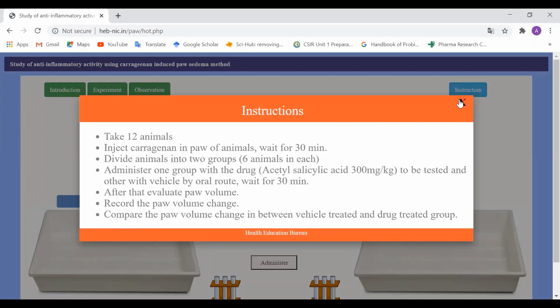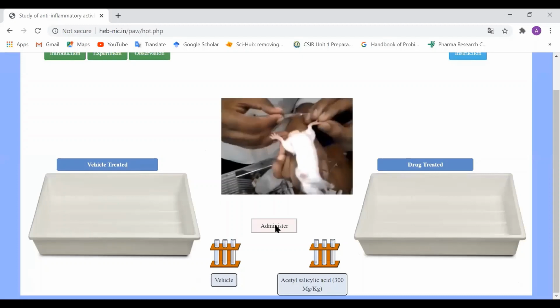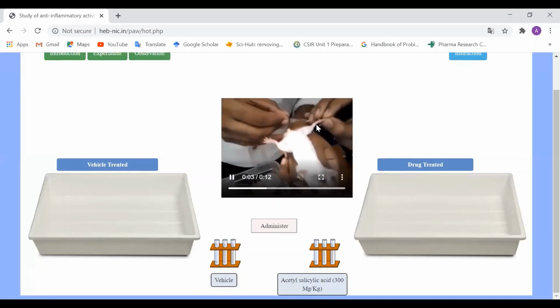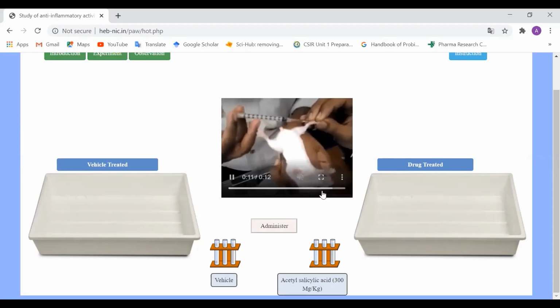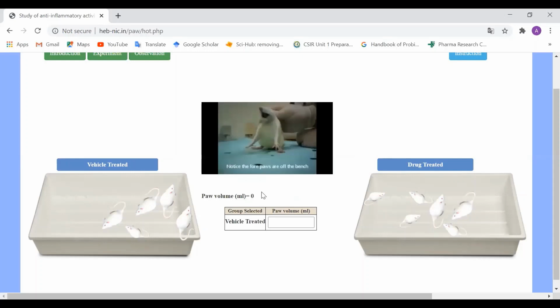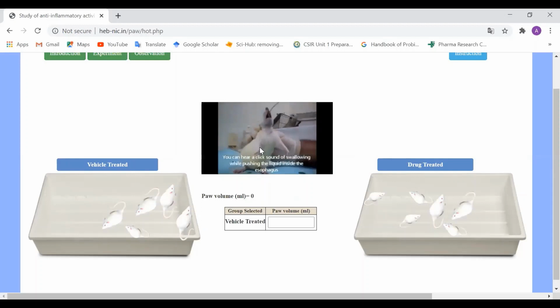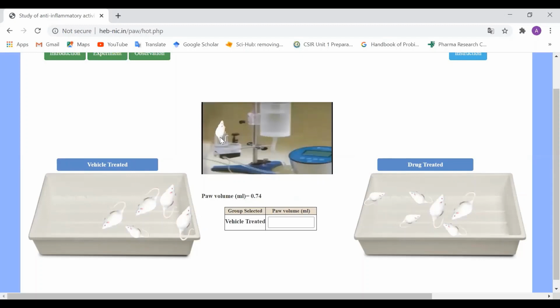So let's start with the experiment. First of all, what you have to do, you have to administer. See, in the plantar surface, the carrageenan is being introduced. Next, what we'll do, that in vehicle treated group, we'll inject normal saline and then we'll wait for 30 minutes so that it can produce its activity.